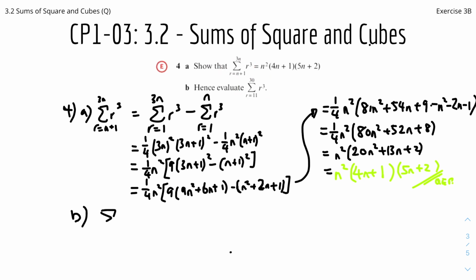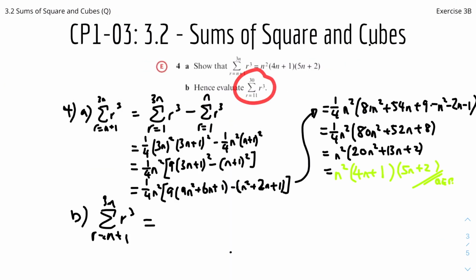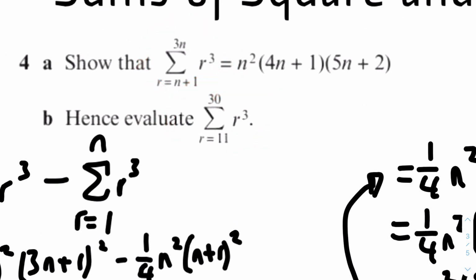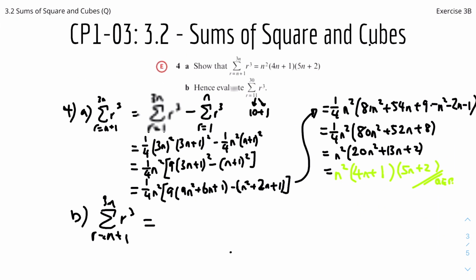Part B, the sum of r cubed from r equals n plus 1 to 3n. We need to somehow relate this expression to this expression right here. We can see that in the original expression, the bottom is n plus 1, right? And we can see how this can be split into 10 plus 1, which matches the form. In this case, n is 10. And we can see that the top fits 3n, because 3 times 10 is 3n. So therefore, this matches the form.